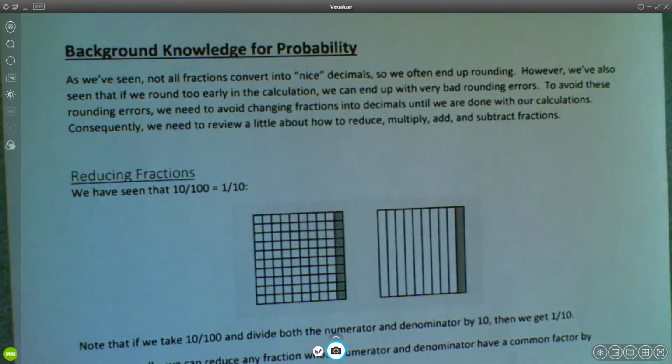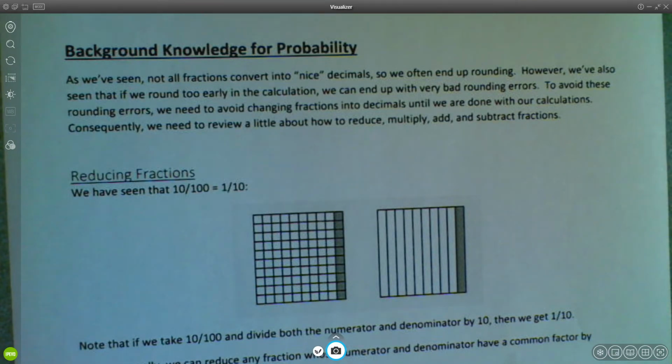We're going to start talking about probability soon, and probability oftentimes requires us to deal with fractions, and so I just want to spend a little bit of time talking about reducing fractions a little bit. So we won't take very long reviewing this concept, but it is an important one for us to keep in mind as we're going through the probability sections here.